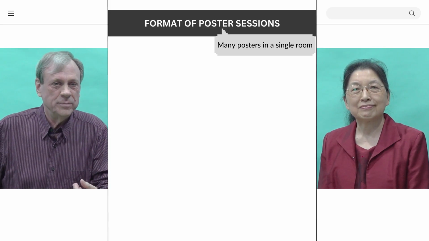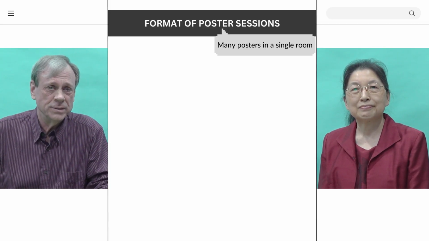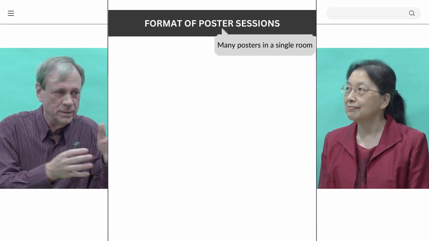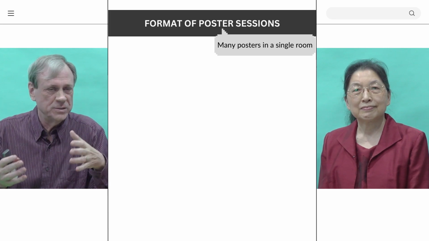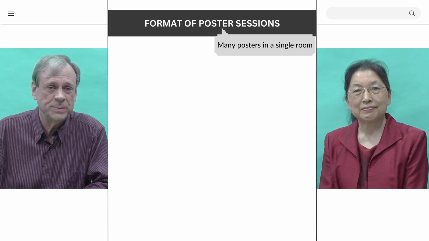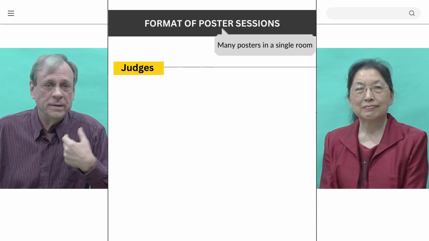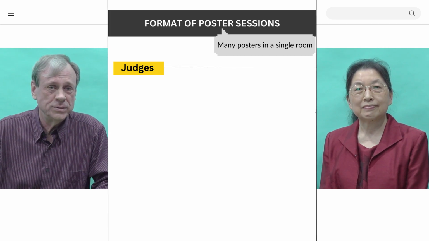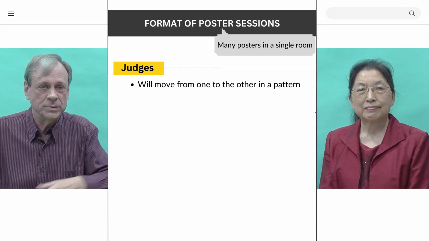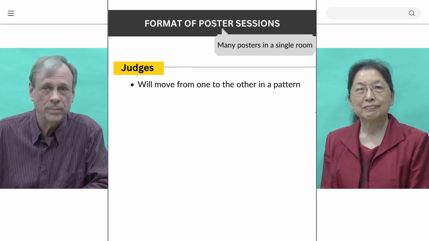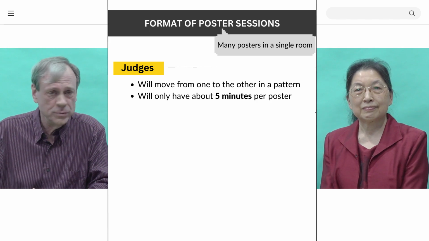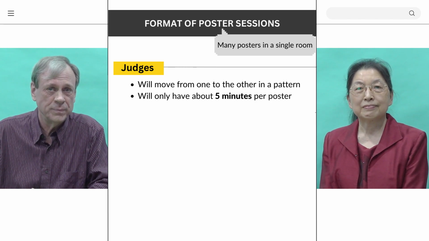In case you're not familiar with the format of a poster session, in a poster session, there are many people set up in a room, sometimes with space between them, sometimes almost right next to one another, depending how much space is available. And if there are judges for that poster session, the judges will be moving from one person to another down the line around the room. And they'll only take about 5 minutes per person, which means you cannot present everything.